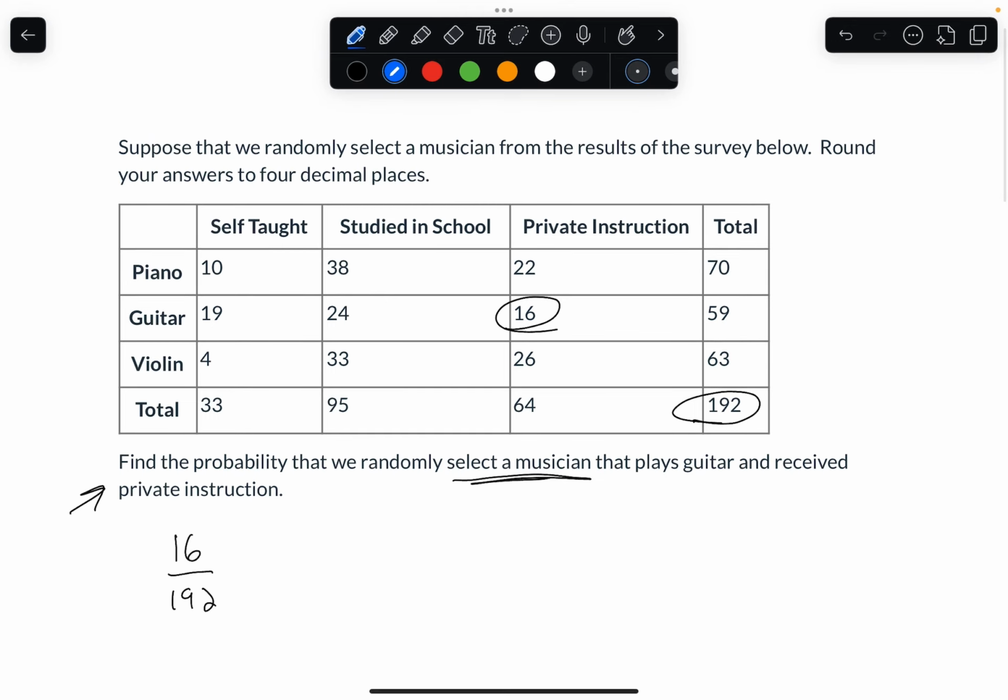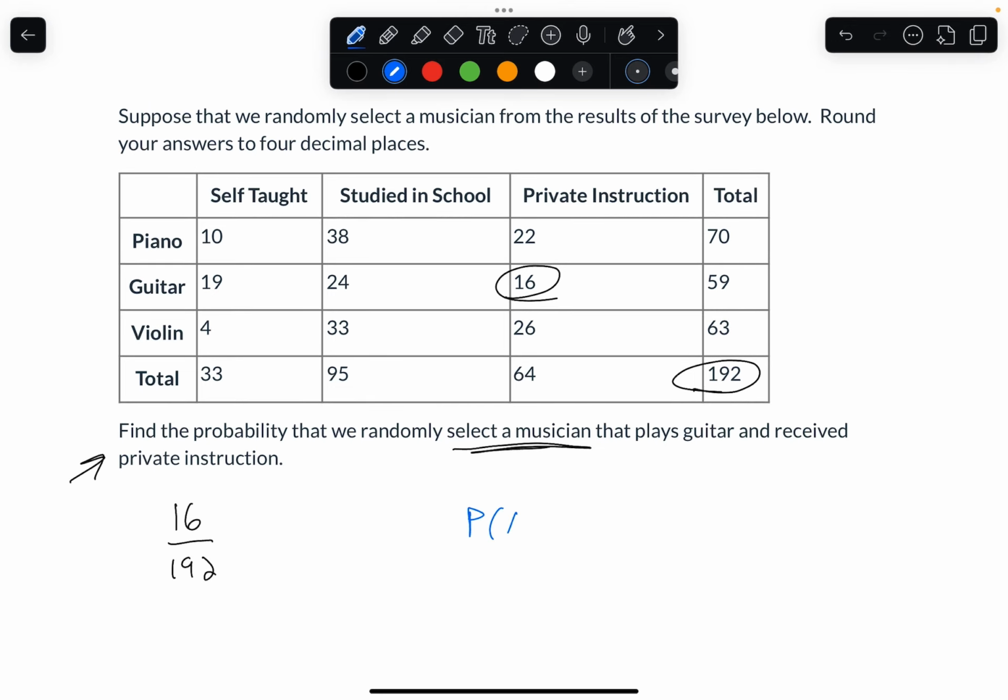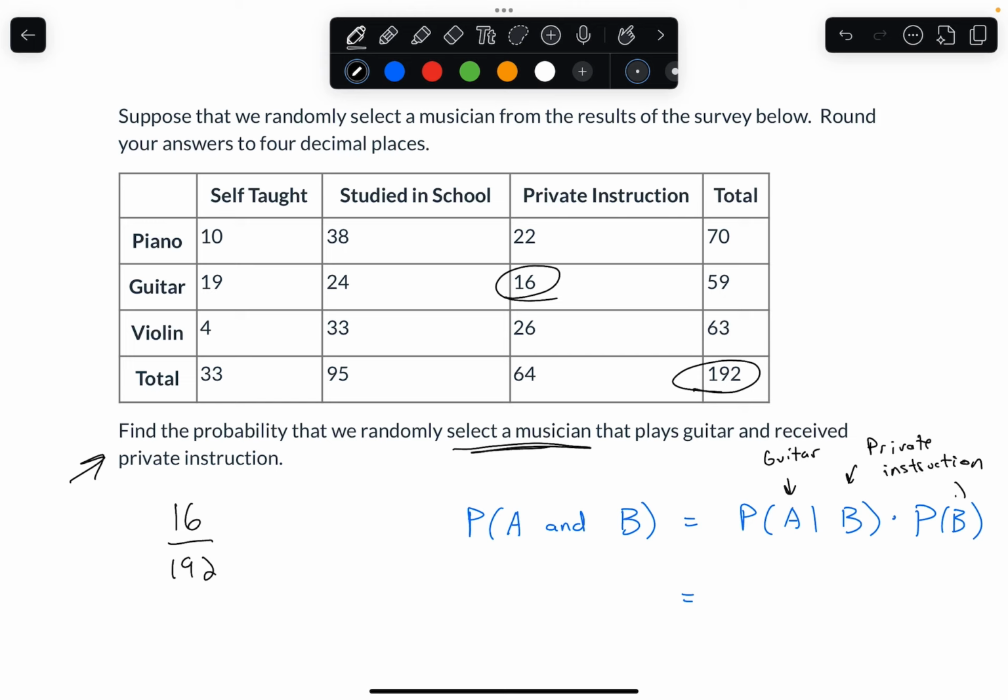So the general multiplication rule says the probability of A and B is equal to the probability of A given B times the probability of B. So I'm going to treat A as, let's let A be guitar, and then we'll have B be private instruction. Okay, so the probability, first of all, that they play guitar given that they received private instruction.